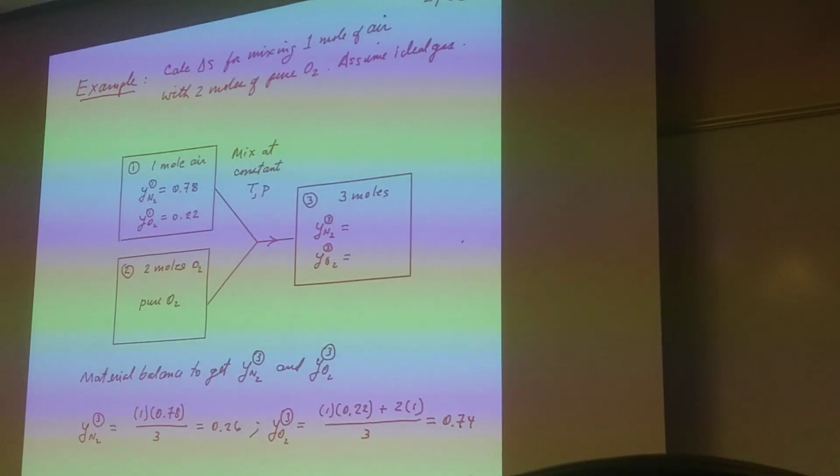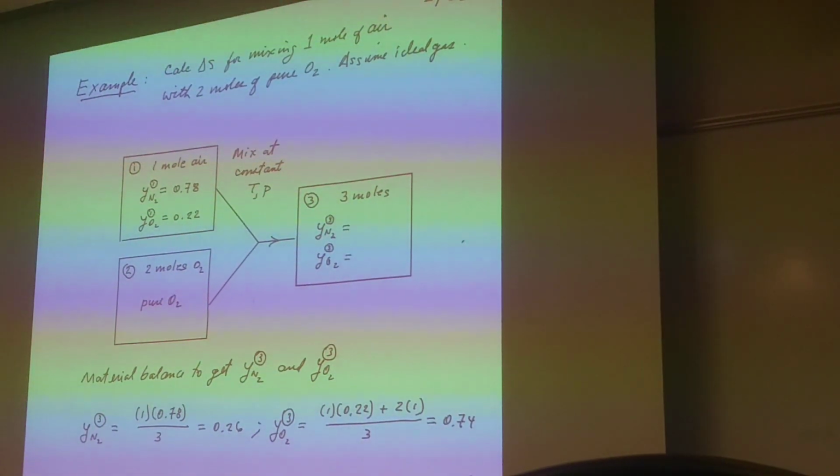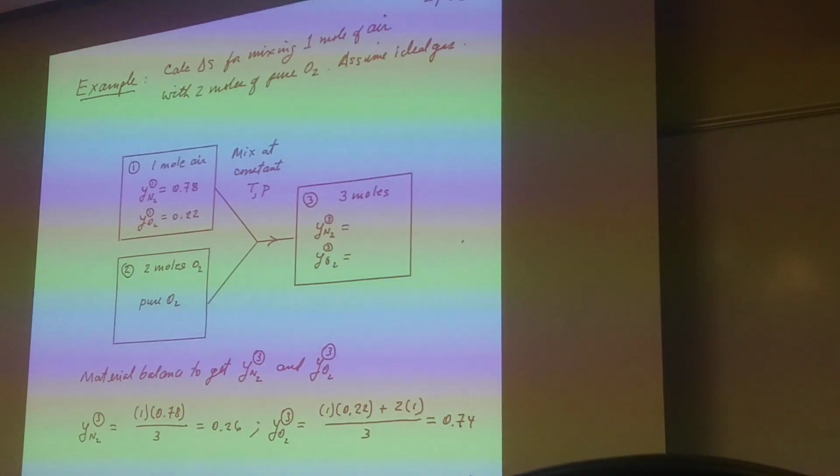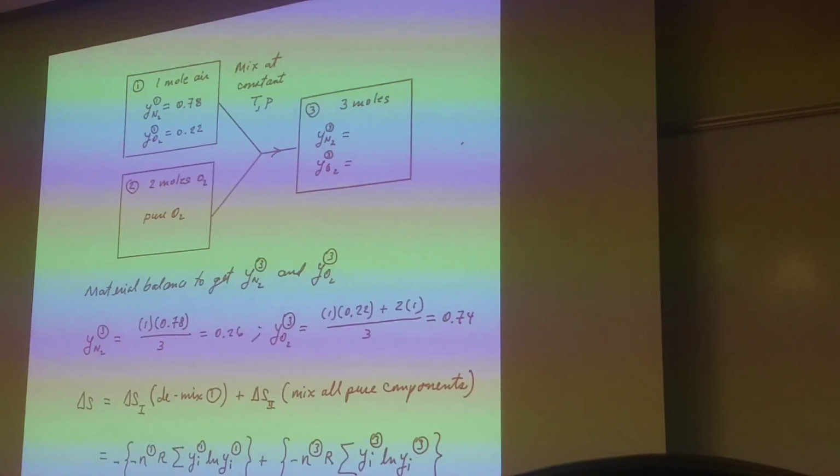The first issue of which is just to do a material balance so that we can describe the final mixture, which we see consists of 3 moles, of course, by adding 1 mole to 2 moles. But we'll have to calculate what the final mole fractions are, and calling that final system, system 3.